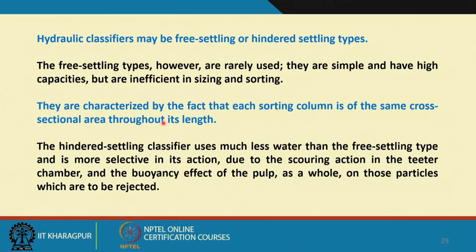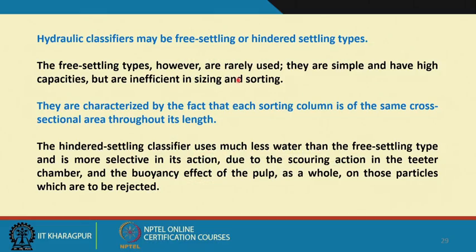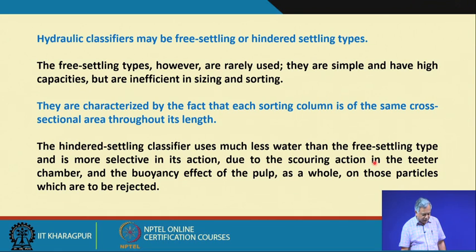Hydraulic classifiers may be free settling or hindered settling type, and the free settling types are rarely used. They are simple and have high capacities but are inefficient in sizing and sorting, because you must have control on that. So you want to promote the separation based on hindered settling mode. The hindered settling classifier uses much less water than the free settling type and is more selective in its action, because you have a reduced rate of settling. So I can have proper control of my upward velocity of water, and I can have selectivity in my separation.